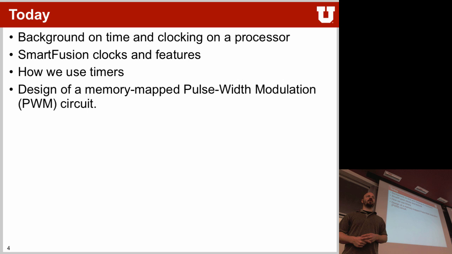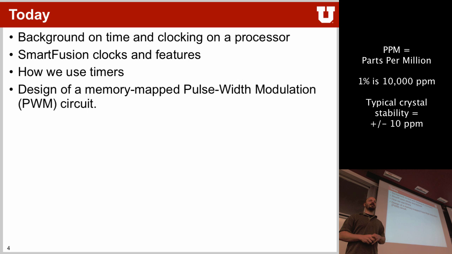Quartz crystals go down to PPMs, or parts per million. So what's the link between PPMs and percents? Percent is per 100, right? It's a unitless system. You all know how to use it. PPM is parts per million. So 1% is how many parts per million? 100,000? 10,000? 1,000? 50? 10,000. Right? So a 1% change is 10,000 ppm. And the typical stability of your crystals is about plus minus 10 ppm. So it's a lot further down there. And that's just a cheap crystal.